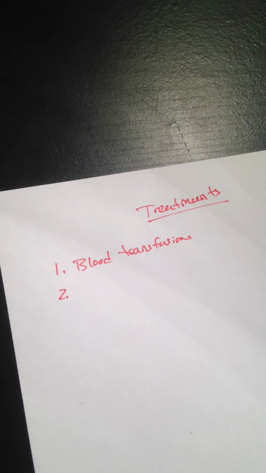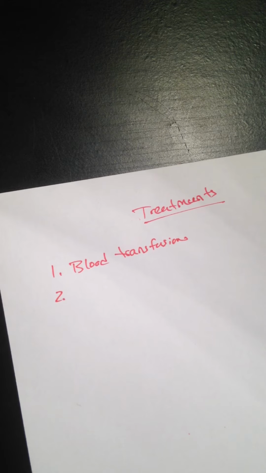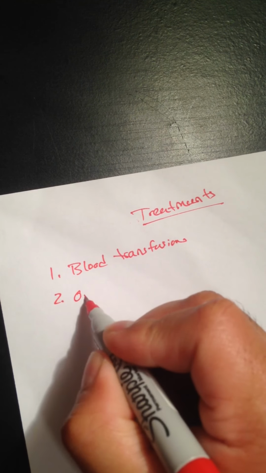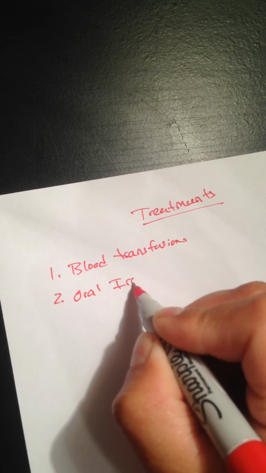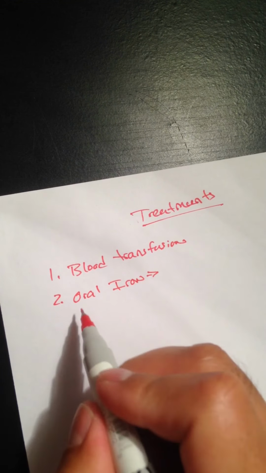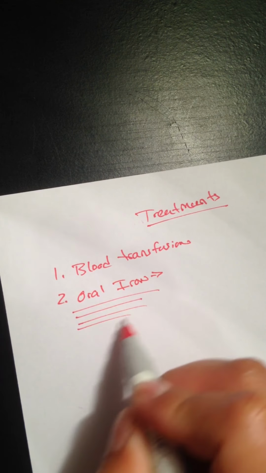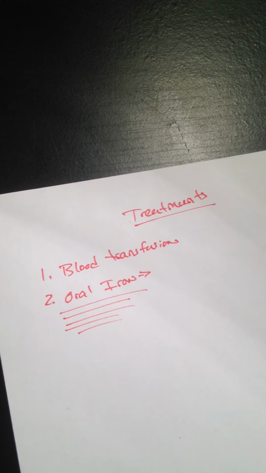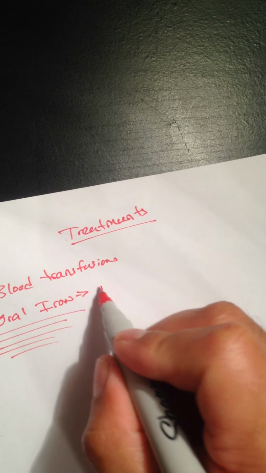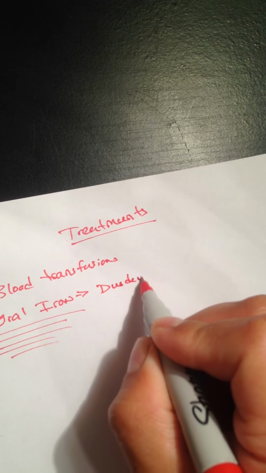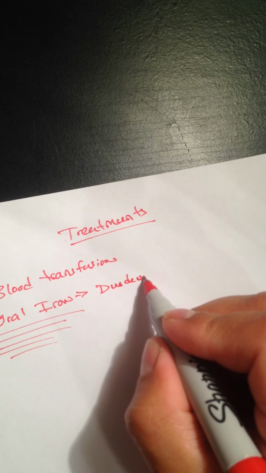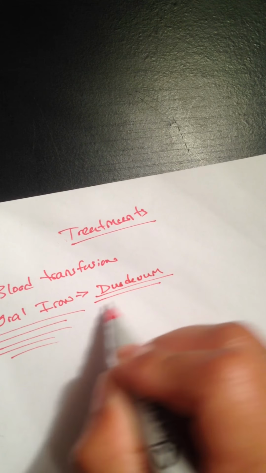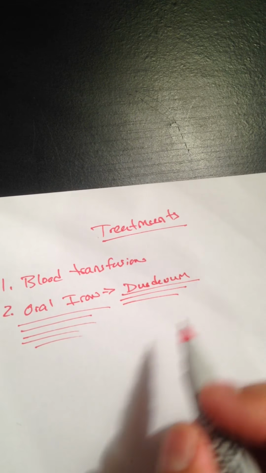If the blood loss is not severe enough, or if it can be treated on an outpatient basis, the patient may be given oral iron. Now this is the least expensive and easiest way of all, really, just to take some iron PO orally. Now remember that the iron is best absorbed in the duodenum. Okay, just remember that it is best absorbed in the duodenum.